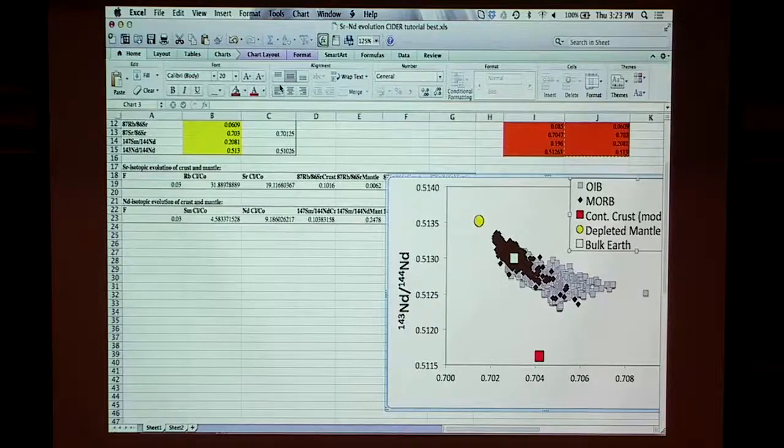Okay, what's Bill White's answer? Bill White thinks it plots right here. Stuff that was subducted 2 or 3 billion years ago, oceanic crust, ends up over here. I'm not sure if that's true, yeah.